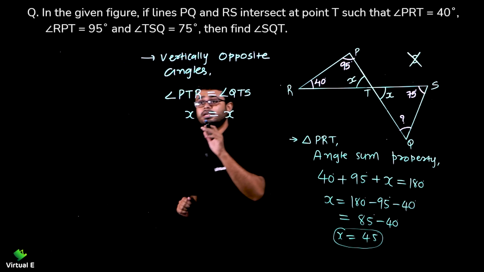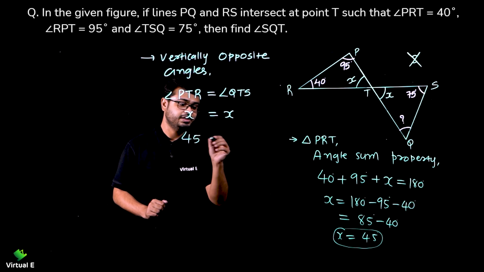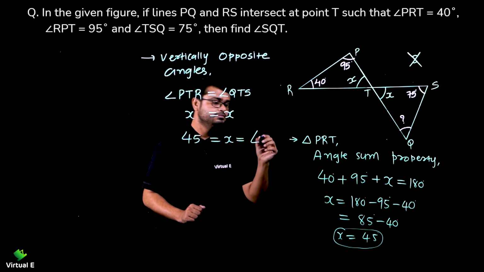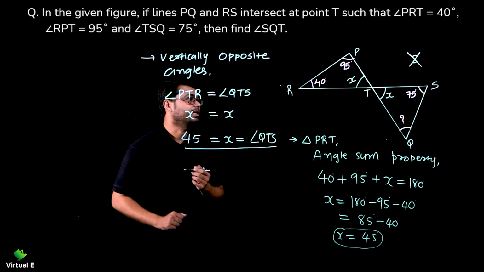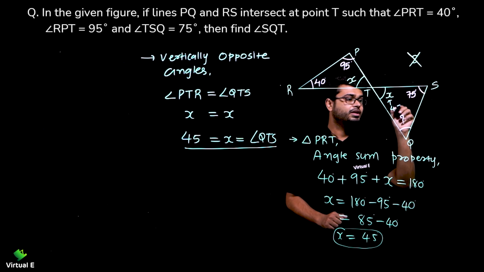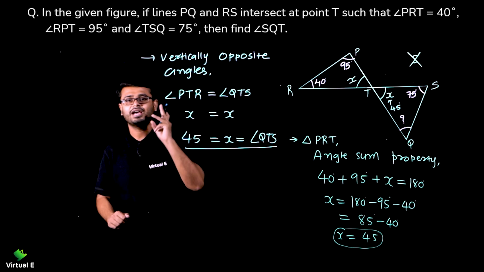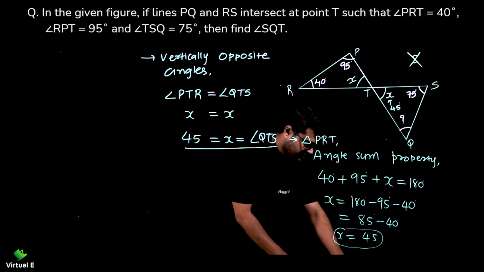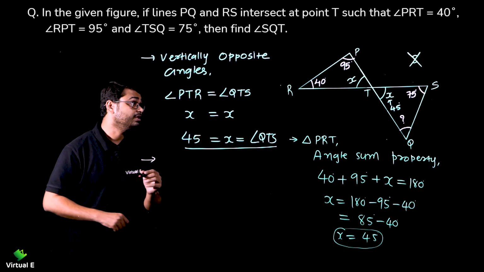But we just want to write that as we have PTR equal to 45 degrees, so that will be again x, and here angle QTS it is. Now we have this value as 45 degrees and this value as 75 degrees. So out of the triangle, we have at least two angles out of three. So let's find the third angle and we will be done with the question.